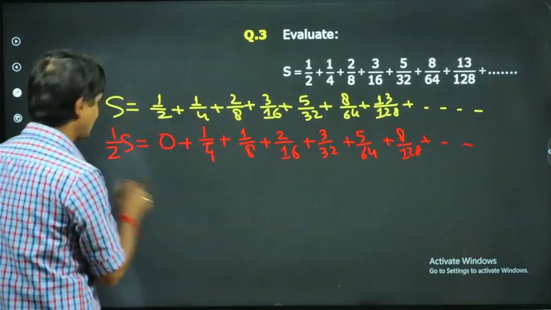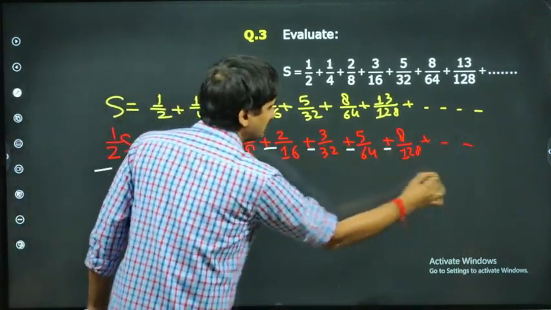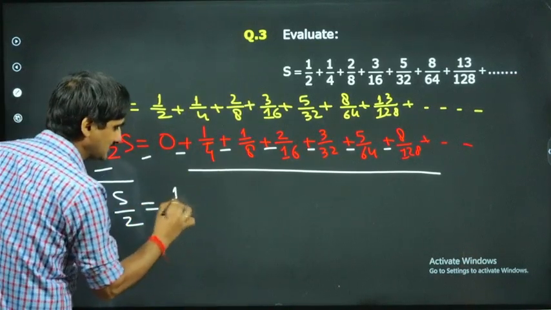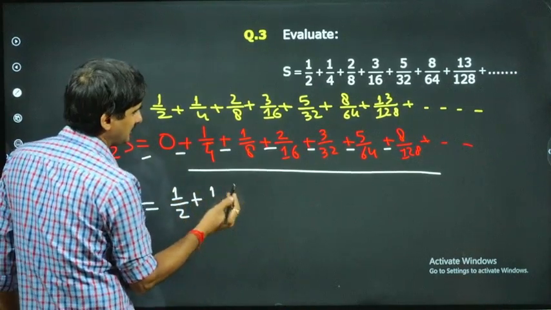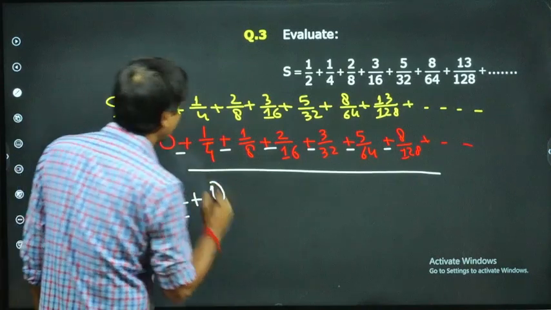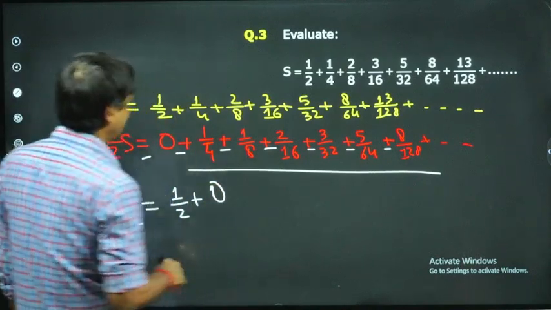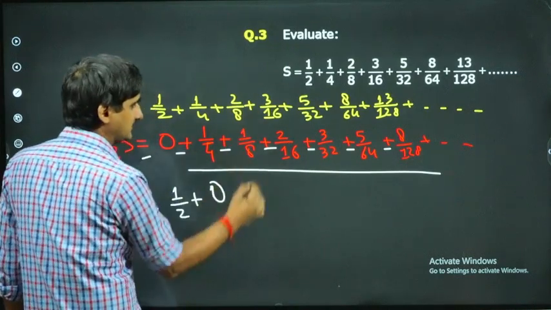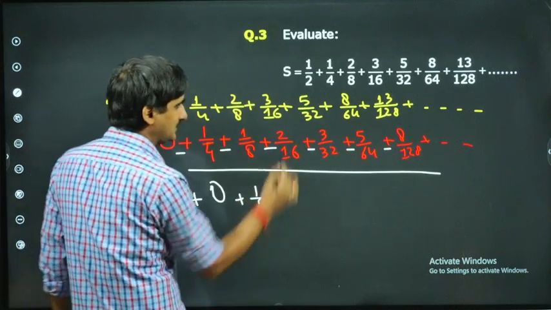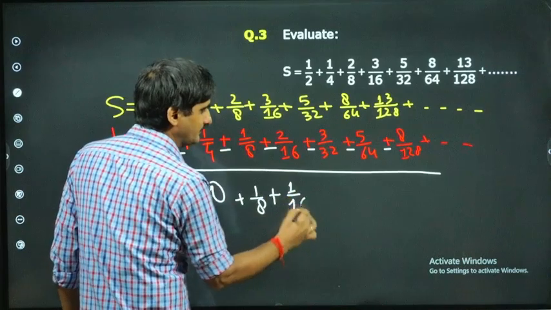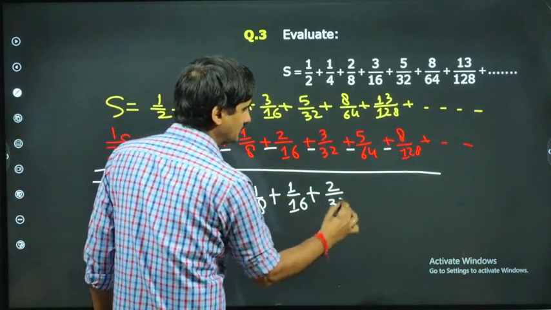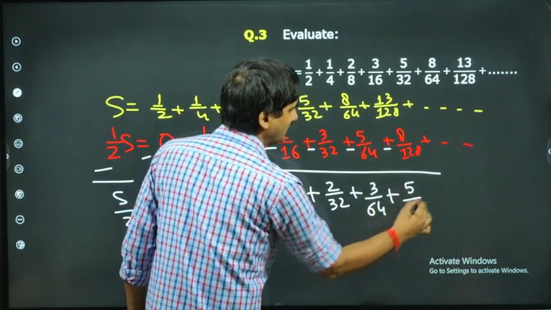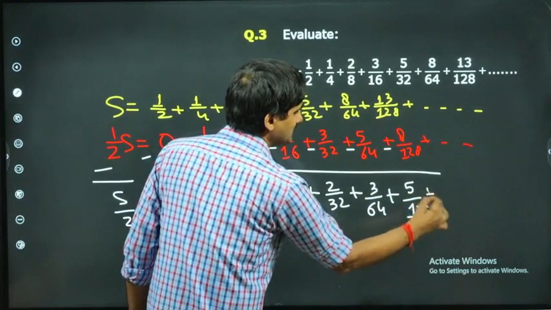And then we know we have to subtract, so just subtract the terms from here. Let's see what do we get. So it is S by 2 in LHS, or in RHS it's half plus, that's gone I think, yeah, it's 0, isn't that? Right, it's 0. So this will be plus, then this is 1 by 8, and then this is 1 by 16, then this is 2 by 32, 3 by 64, 5 by 128, and so on and so on.